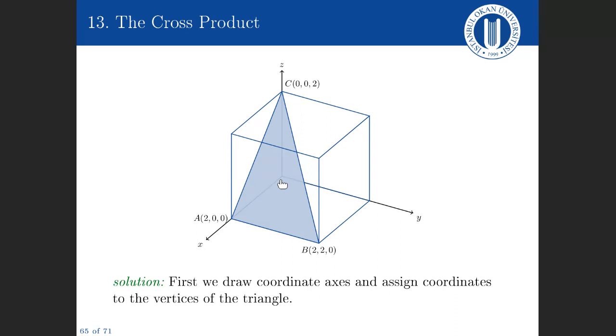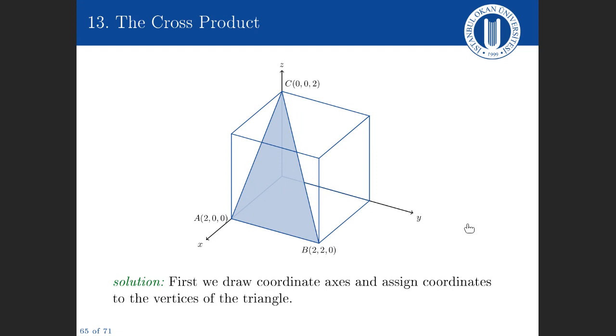And then I can label the corners of the triangle. Point A must have the coordinates 2, 0, 0 because it's on the x-axis, and the distance from the origin is 2. Then we go 2 units along the y-axis direction to get to 2, 2, 0. And the vertex C, it's on the z-axis, must have coordinates 0, 0, 2.